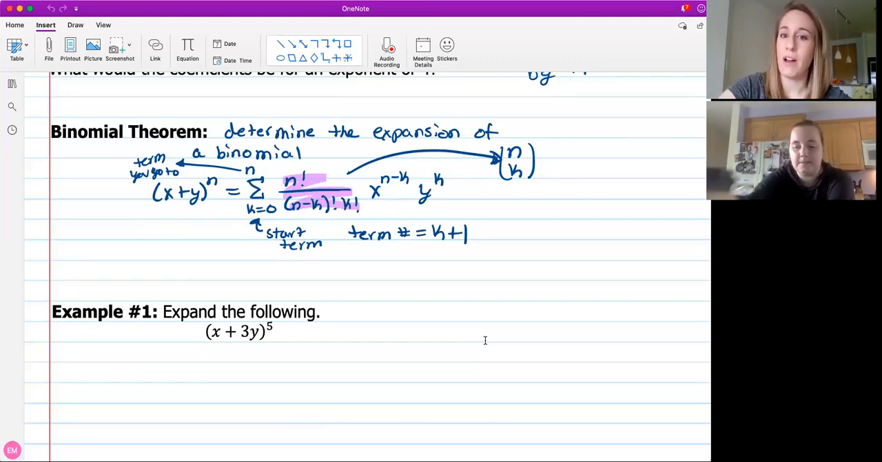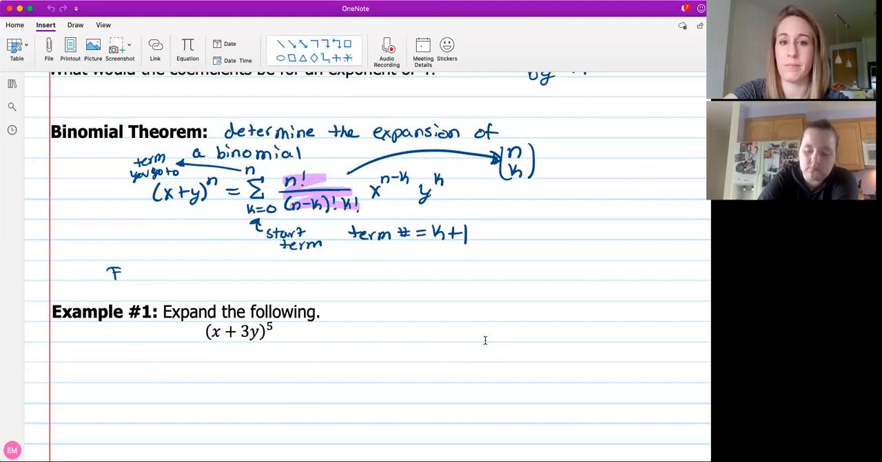So that one gets a little funky, and there's going to be a couple on your homework that are going to stress you out, but just remember the term number. So if I say find the second term in this expansion, it's really going to have a K value of 1 because K is always 1 less than your term number. Yep. Cool. So with that all being said, let's do the first example.